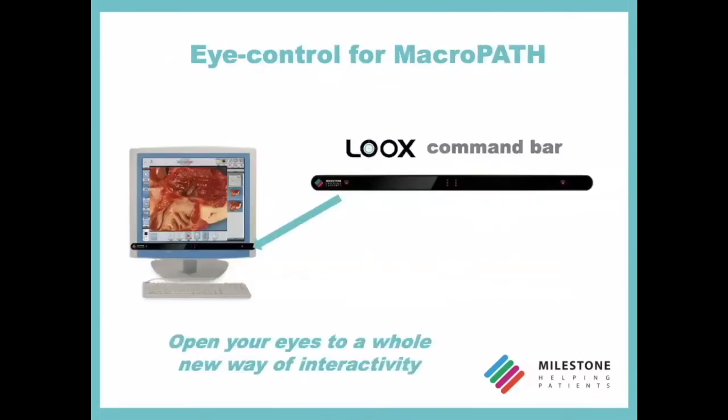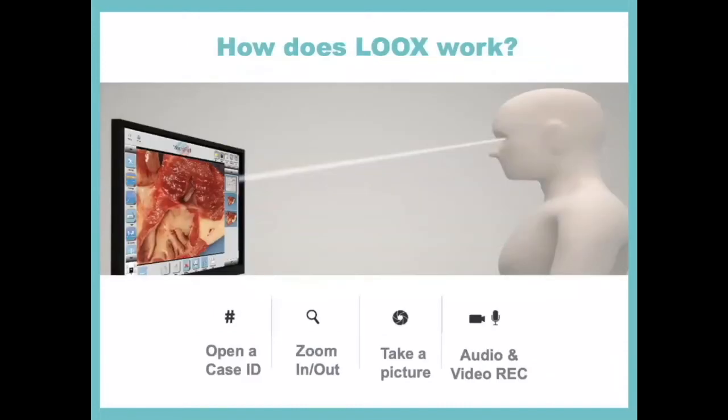This new way of interaction with the MacroPath system is called LUX. It consists of a sensor bar positioned in front of the MacroPath touchscreen terminal. But how does LUX work? The LUX sensor bar monitors the movement of the eyes of the operator and sends the commands to the PC. It is possible to select different functions in this way. Open a new case, zoom in and out, take picture, start video and audio recording, everything completely touch-free.